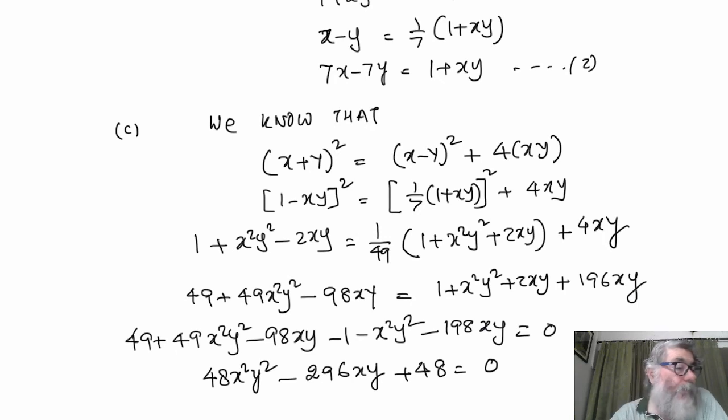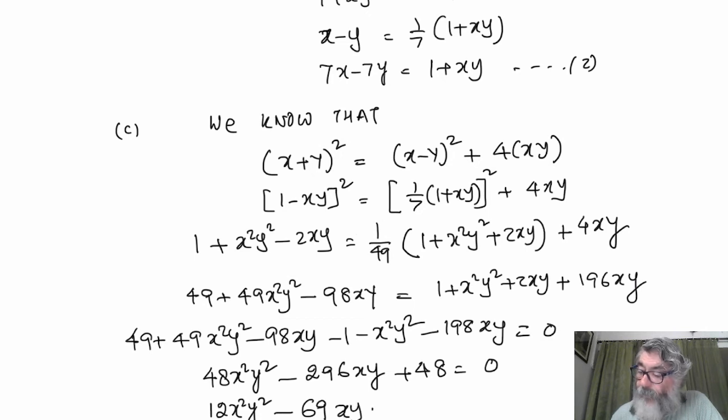Okay, now let us see what we can do. We can divide the whole equation by 4 first of all. 48, 48 and 296. 4 6 is 24, 4 9 is 36. So 12 x square y square minus 4 6 are 24, 4 9 are 36xy plus 12 is equal to 0.